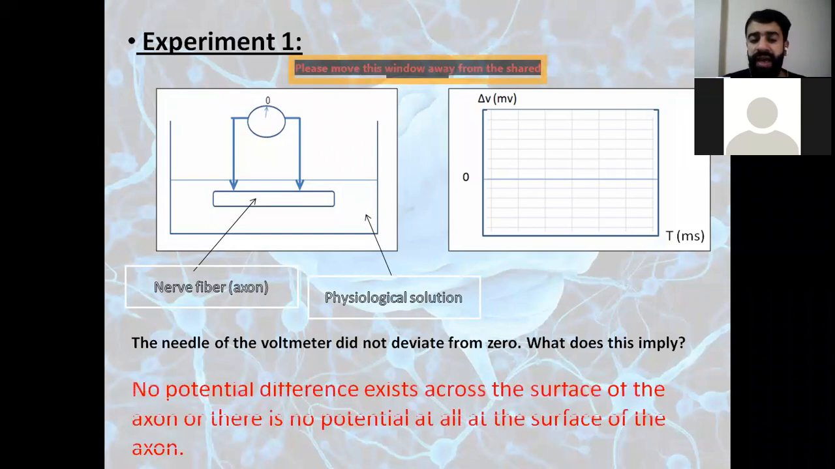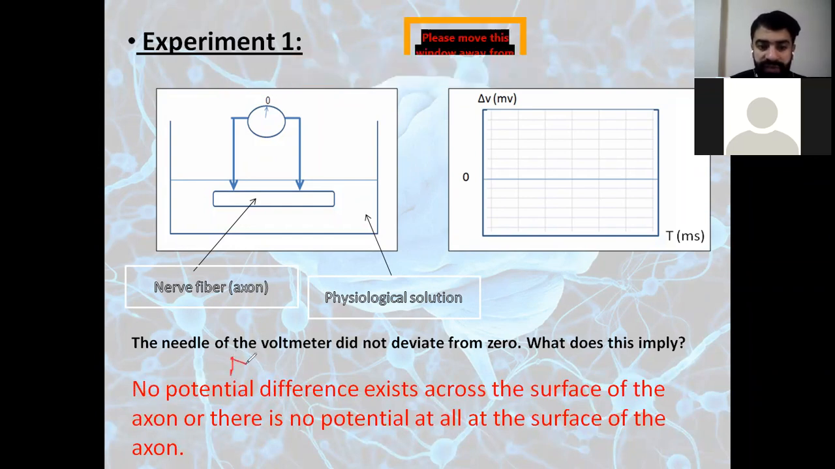What does this imply? This implies that there is no potential difference. This potential difference is the delta V. So there is no delta V across the surface. Why? Because both of them are found on the surface of the axon of the nerve fiber.